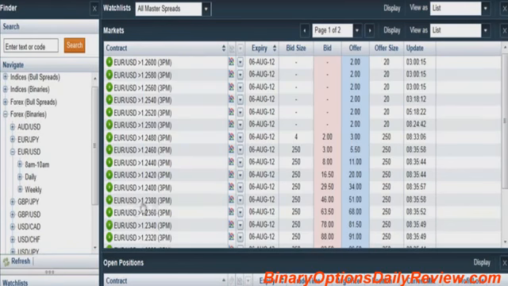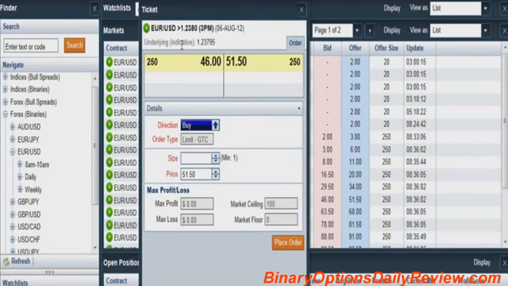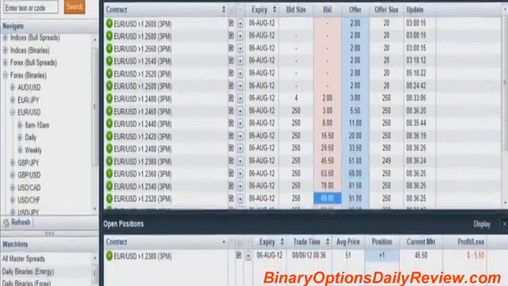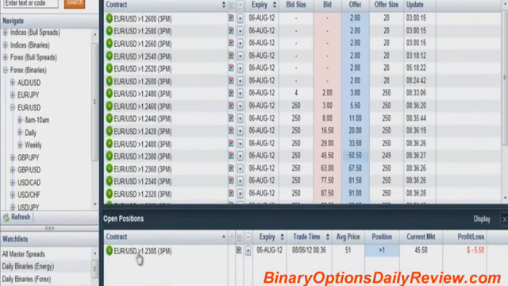So again, euro US dollar 123.80. I'm thinking it's going to be higher than 123.80 at 3 o'clock. And I'd click on the blue offer thing here. It'll tell me what the underlying price is, which is 123.79. It's priced at $51.50. I want a size of 1. Tells me my max profit, max loss, etc. Place order. Order received. And then let me scroll down, and you can see it's in my open positions already.